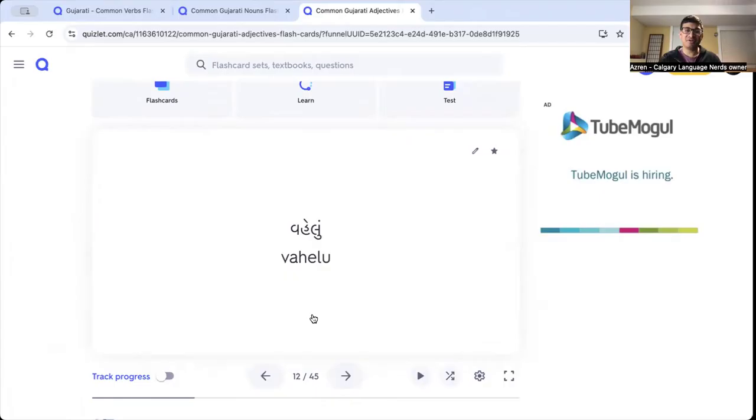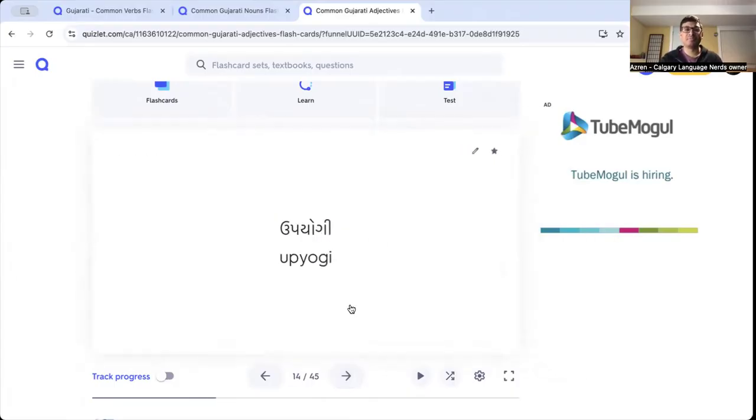Late. Oh no, I've mixed it up. Okay, we'll have to fix those two. Okay, so we have two we have to fix. Important. Mahatva Puran. Oh my god, what a long word, right? I'll say it again. Mahatva Puran.